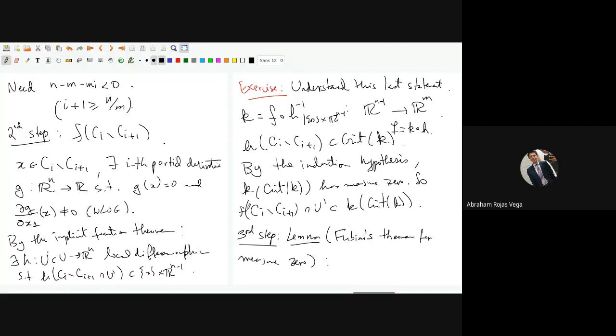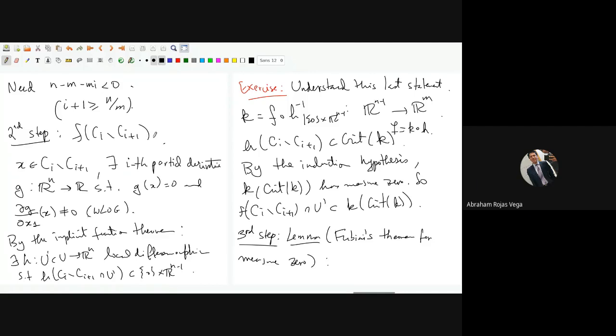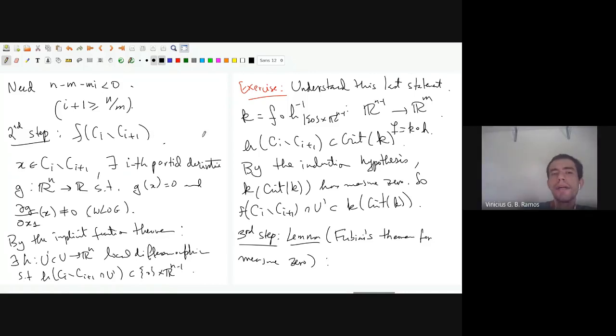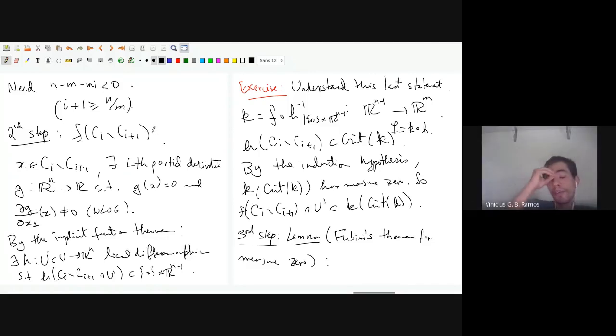Well, what you're trying to show is that the image of Ci minus Ci plus 1 has measure 0. So you take one point in the image. If you want to consider the image of all of that, then you can just consider the image of Ci minus Ci plus 1 intersected with a sufficiently small open set. So you look at any point first, and you show that any point has an open neighborhood such that, let me actually fix this.